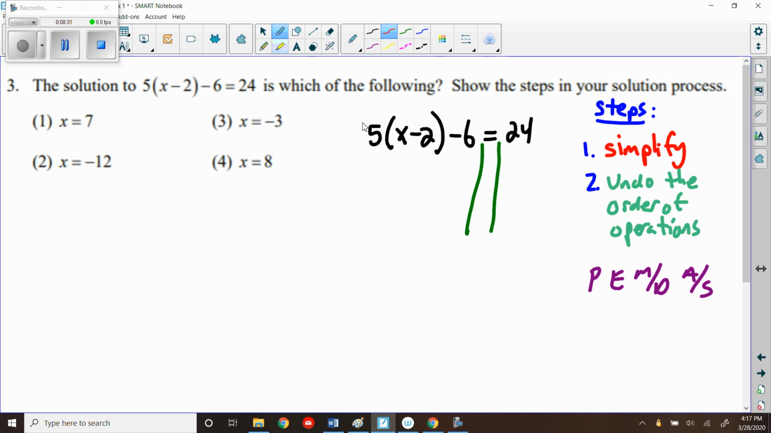Lagging again. I'm going to simplify the entire left side of the equation. Now, there's a lot of ways we can actually solve this equation. I'm just waiting for my pen to catch up to me.